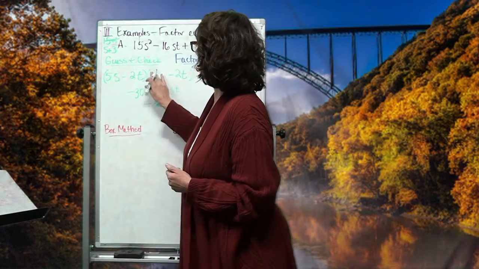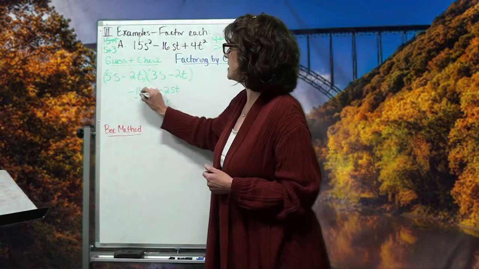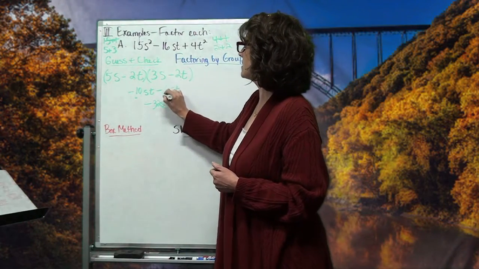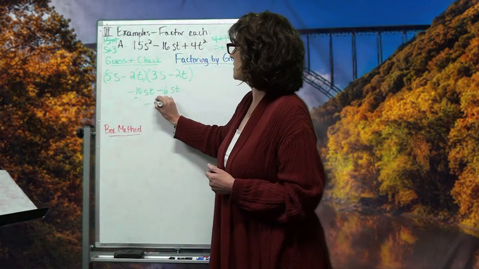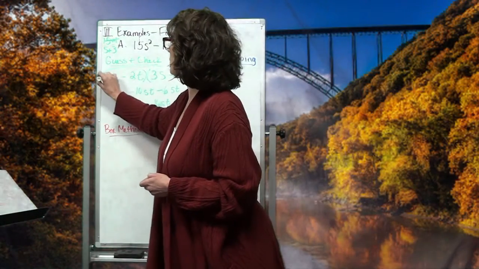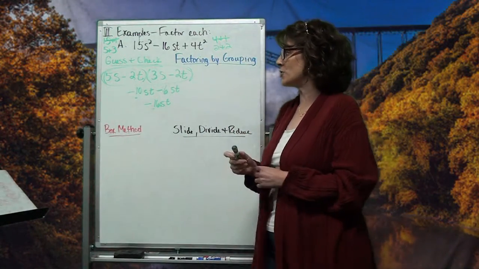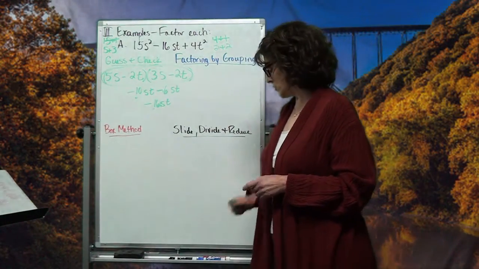Let's try that 5 and that 3. Now on the outside I get a negative 10st, on the inside a negative 6st. That gives me a negative 16. Aha, there it is. That's what I wanted. So my answer is a 5s minus 2t, and a 3s minus 2t.